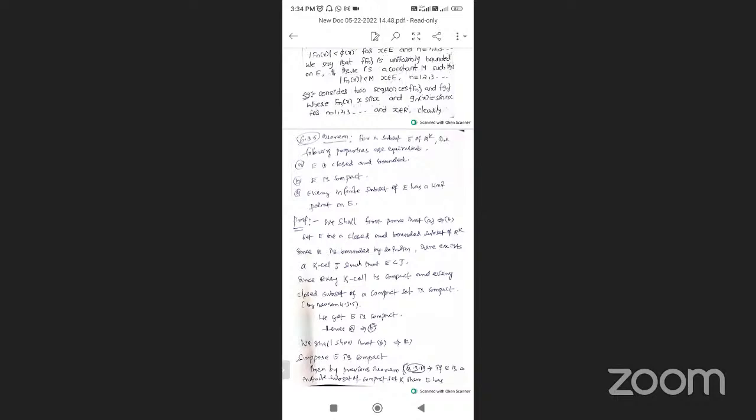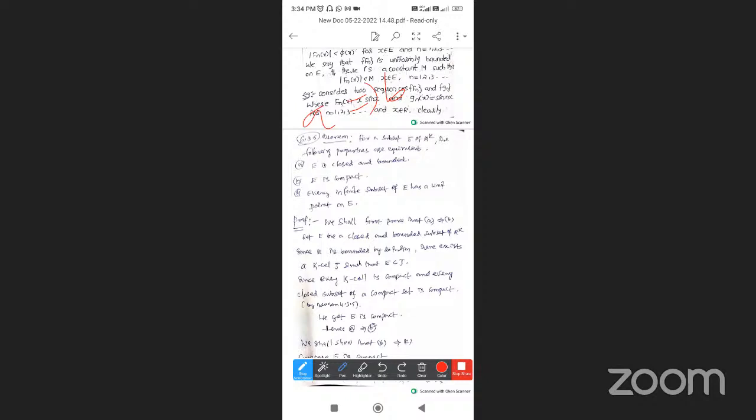Since E is bounded, by definition there exists a k-cell J such that E is a subset of J. Since every k-cell is compact and every closed subset of a compact set is compact, we get E is compact. Hence A implies B is completed.